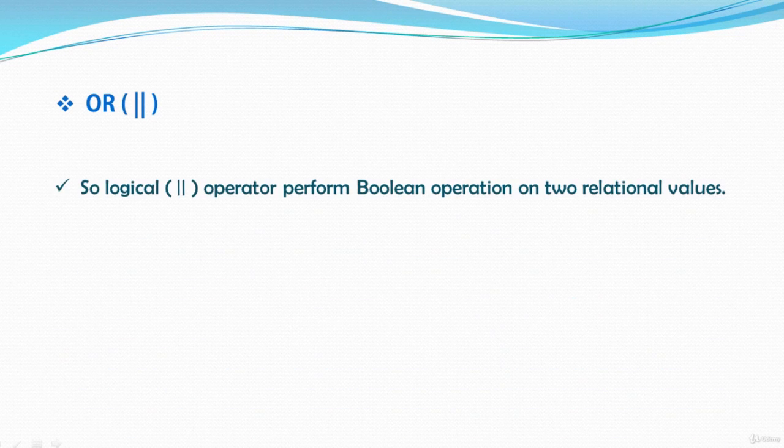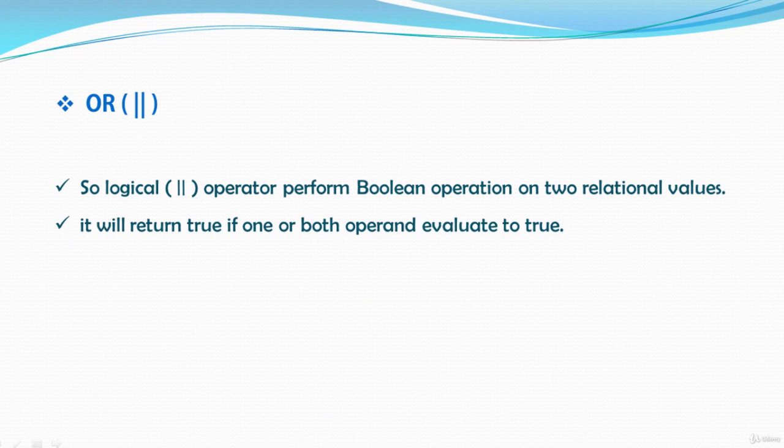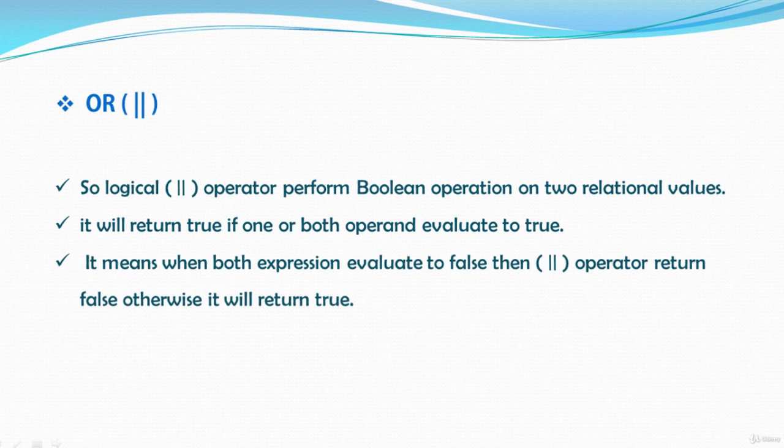Now the next operator is OR. The logical OR operator performs Boolean operations on two relational values. It will return true if one or both operands evaluate to true. It means when both expressions evaluate to false, then the logical OR operator returns false. Otherwise, it will return true.